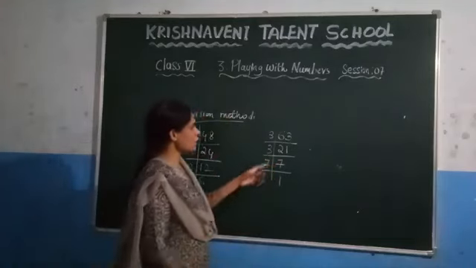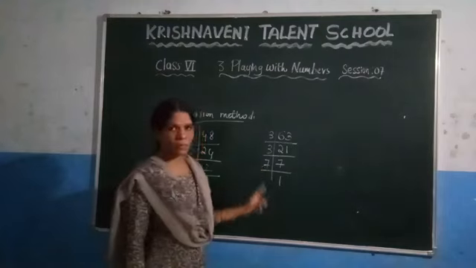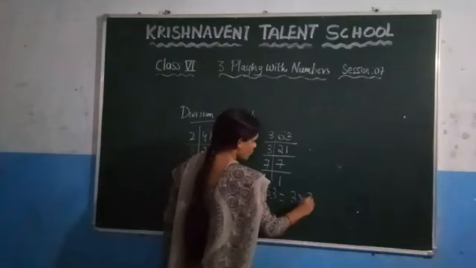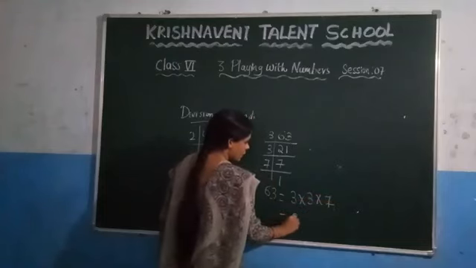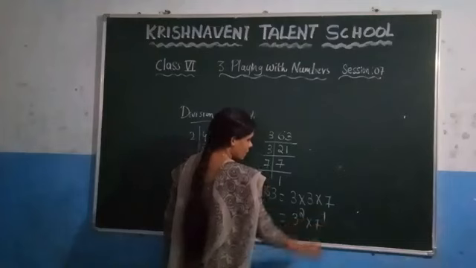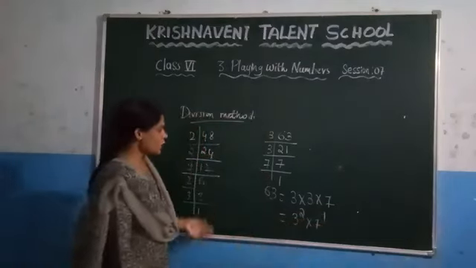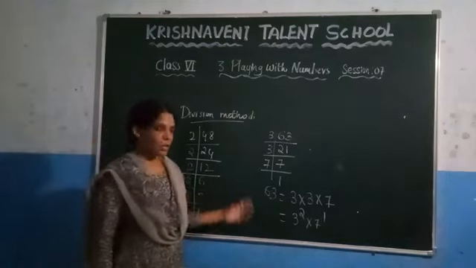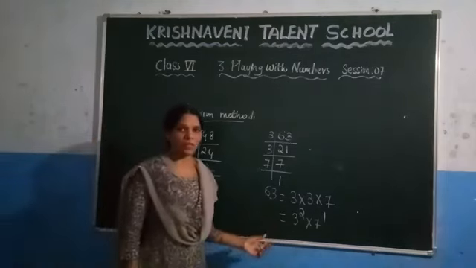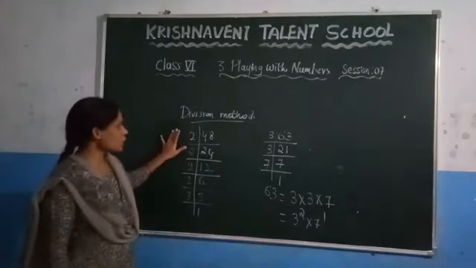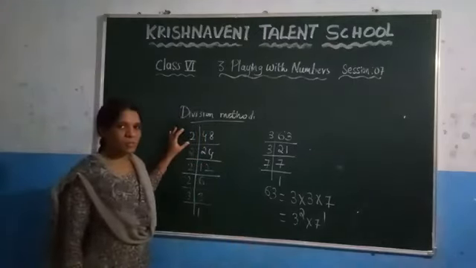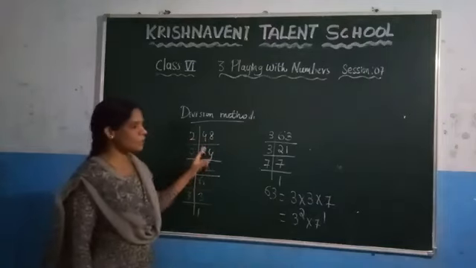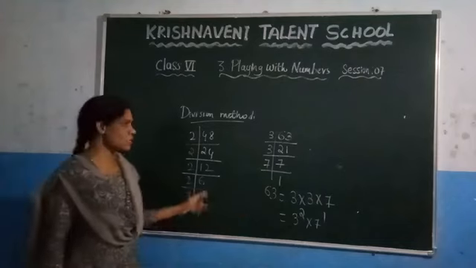Now we have written this 63 as a product of the prime factors. So write it here 63 is equal to 3 into 3 into 7. 3 is repeating 2 times and 7 is repeating 1 time. So like this, if you are given any number and you want to write it as a product of the prime factors in the division method, first you need to check what is the least prime number that is divisible by the given number, and if you follow this procedure you can write the given number as a product of the prime factors. This is the first method.